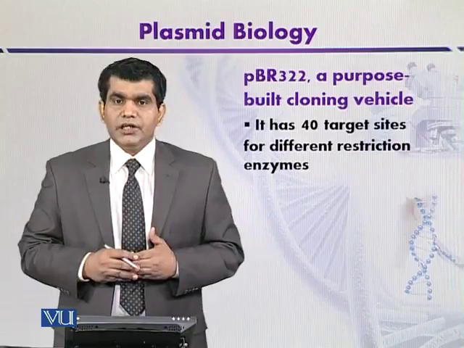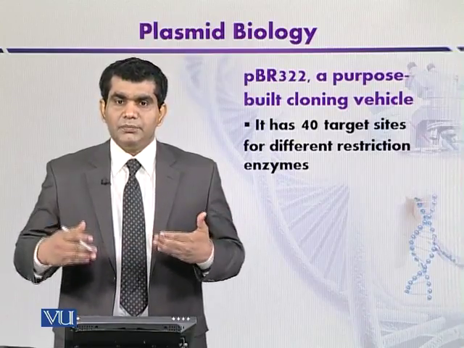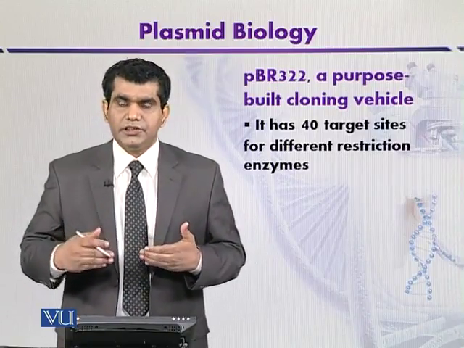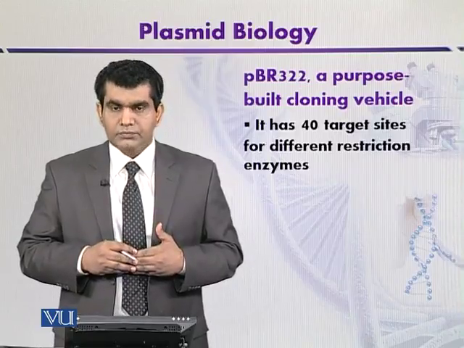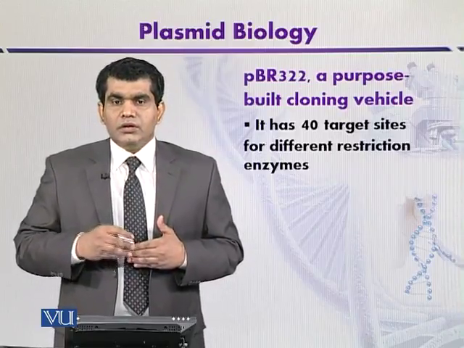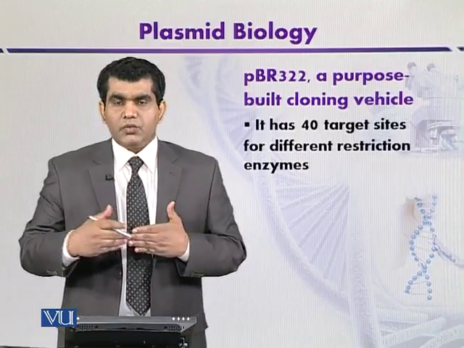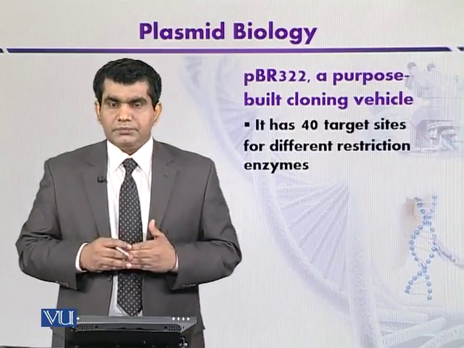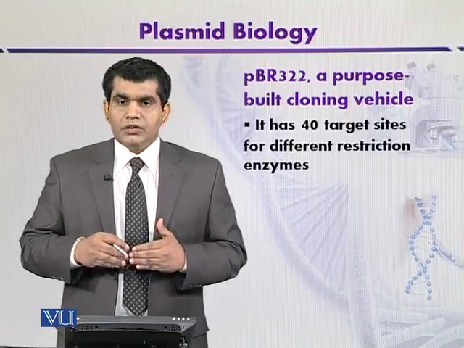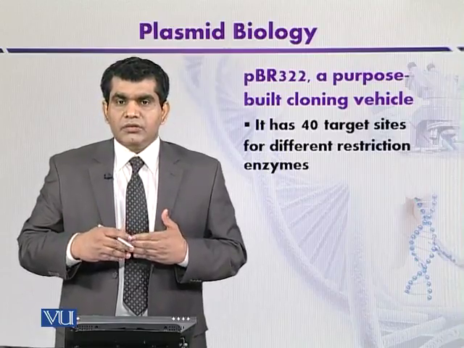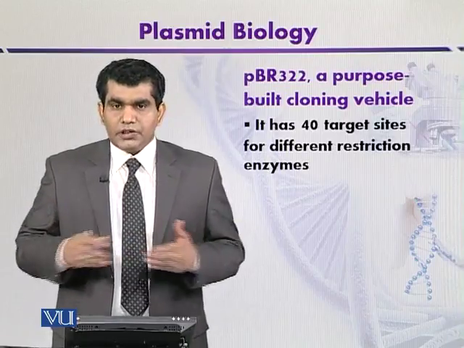pBR322 is an excellent example of an artificially created cloning vector. It contains several desirable properties that we are going to discuss after some time. So why is it suitable for gene cloning?